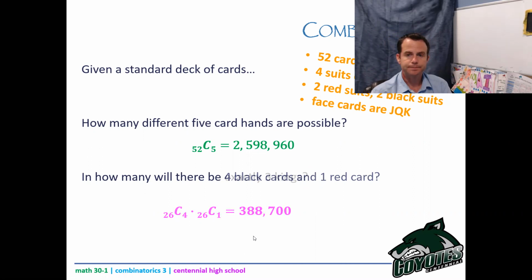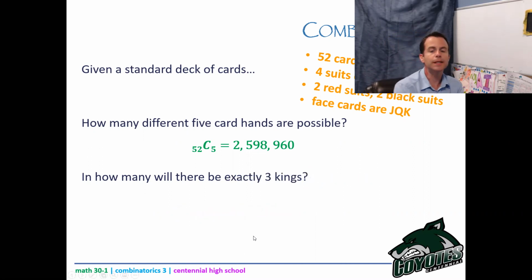Okay, how many will be exactly 3 kings? Now there's some interpretation that you have to have here. I need a 5-card hand. Exactly means no more, no less, which means in my 5-card hand, I need exactly 3 kings and 2 non-kings. You have to be very clear about that because there's still another king floating around in that deck and you don't want it if you want exactly 3 kings.